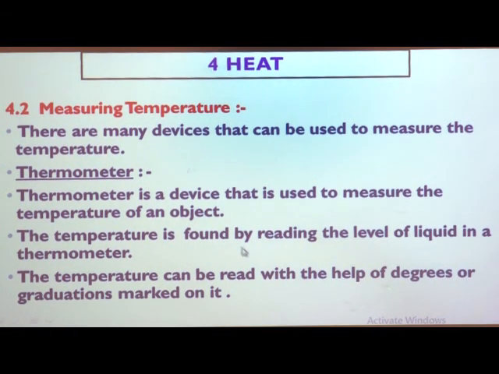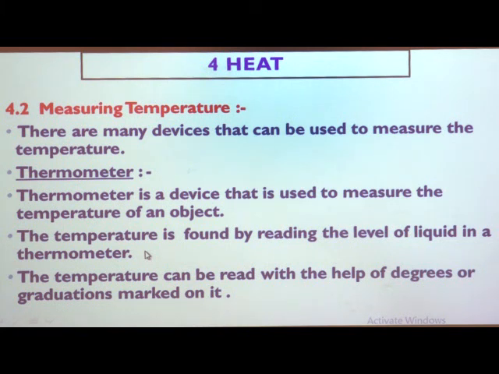The temperature is found by reading the level of liquid in a thermometer. So, how can we measure temperature with a thermometer? The temperature is found by reading the level of a liquid in a thermometer. There is a liquid present in a thermometer, and by the level of this liquid we can find what temperature that object has.